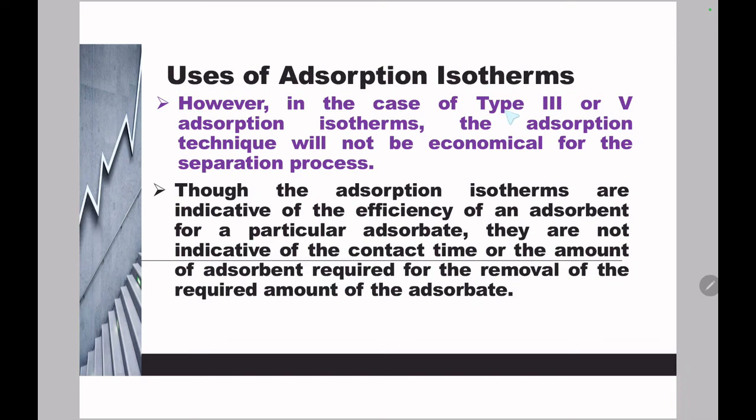If the adsorption isotherm is, say, type 3 or 5, then the adsorption technique will not be economical for the separation process. Though the adsorption isotherms are indicative of the efficiency of an adsorbent for a particular adsorbate, many times they do not give the data of the contact time or the amount of adsorbent required for the removal of the required amount of adsorbate.